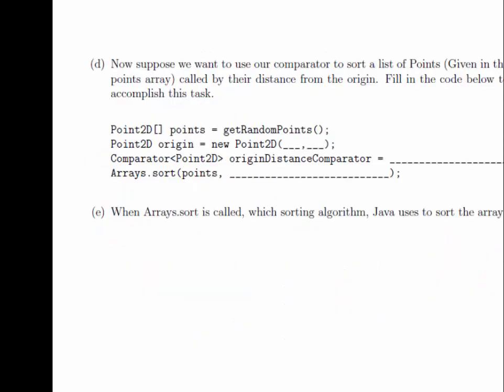Now, suppose we want to use our Comparator to sort a list of points. Let's suppose we get a set of points and put them into an array. We create an origin point. It can be anything. It doesn't have to be 0, 0. Let's say it's 2, 2. So we want to know from point 2, 2, how do we compare the distance to P and the distance to Q, and then we do this through that.